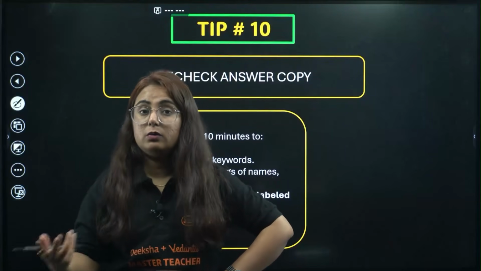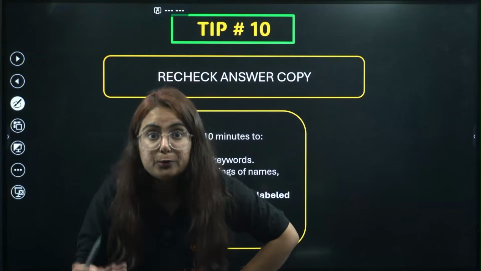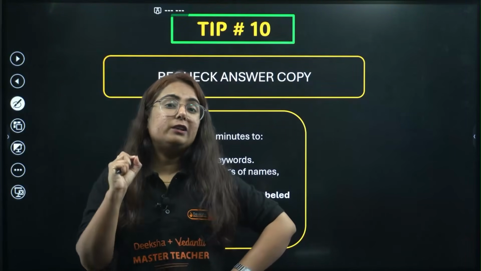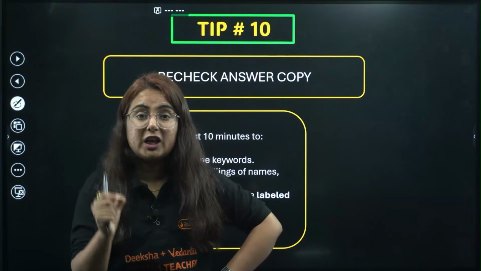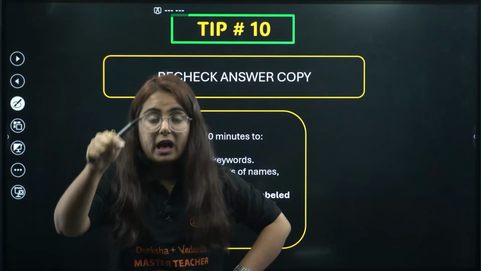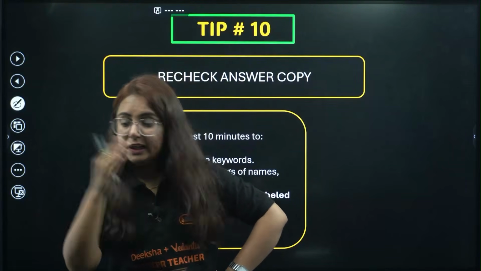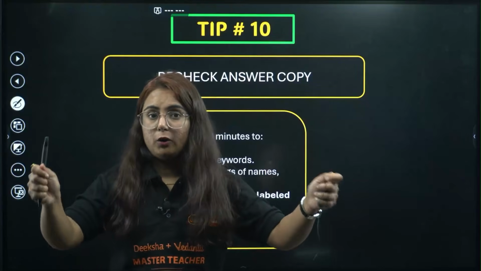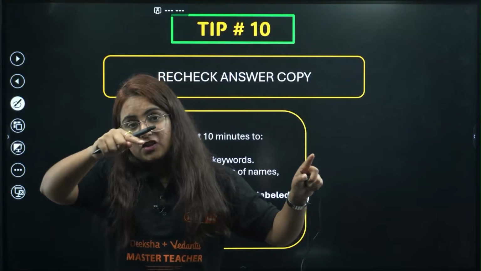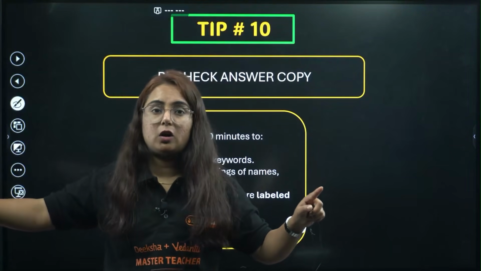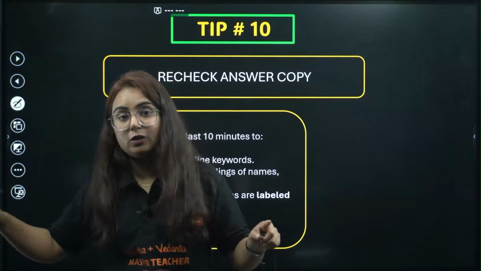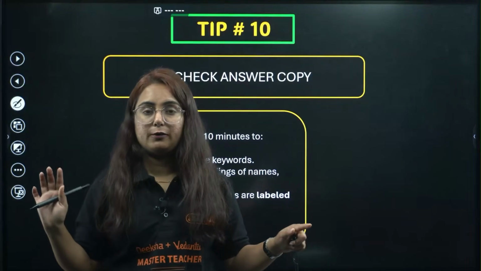So how to improve that? How to correct that? The last 15 minutes should be your checking time. Recheck your answer copy. What you have to recheck in your copy is not reading the complete answers. First, take out the question paper, take out your copy. First check whether you have written all the questions or not. Question number 1, 2, 3, 4, see whether you have written the sequence or not. If any is missing, then you have to see to it.